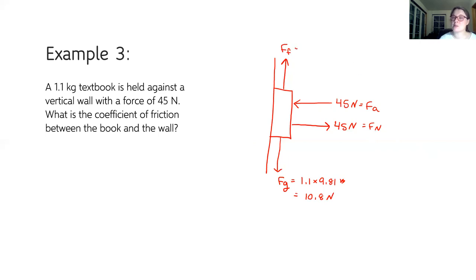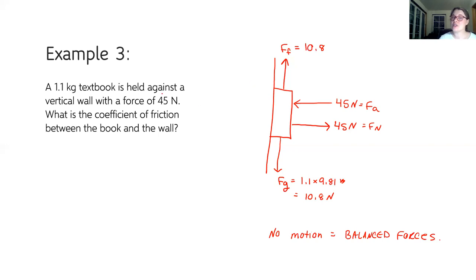Now, if this book is not moving, what do we know about the forces? The forces must be balanced. So our friction force must be 10.8. So if we have no motion, that equals balanced forces. The last example, it was moving at constant velocity, and the forces were balanced.